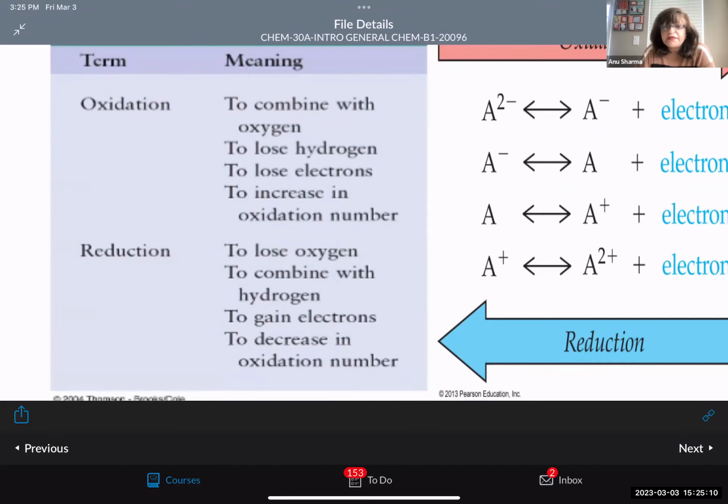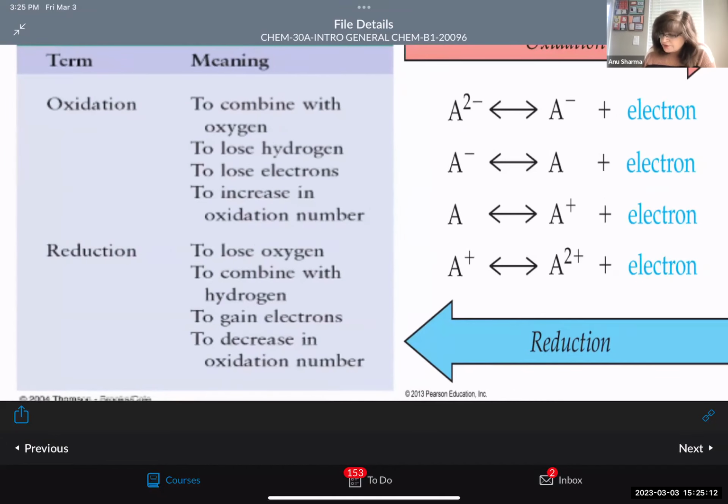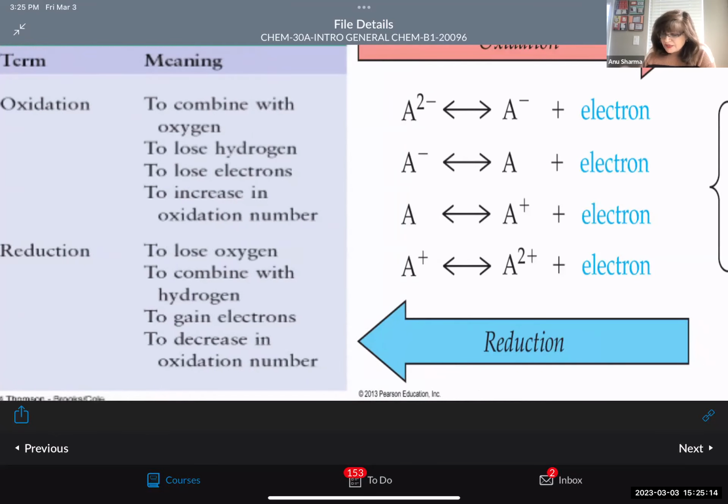Oxidation is the addition of oxygen, and reduction is the removal of oxygen. Reduction also means addition of hydrogen, and oxidation means the addition of oxygen and removal of hydrogen. In terms of charges, losing electrons is oxidation, but gaining electrons, gaining a negative charge, is reduction. An increase in the oxidation number is oxidation, and a decrease in the oxidation number is reduction.